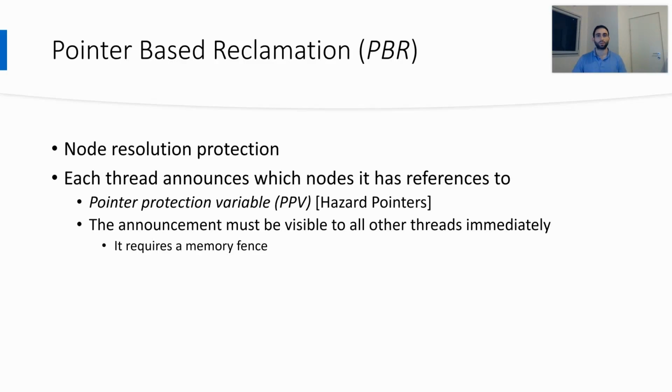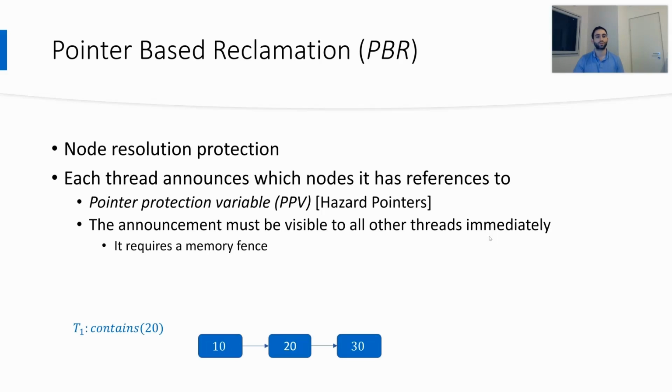A pointer-based reclamation scheme protects specific nodes from being reclaimed. Each thread maintains a set of pointer protection variables, which are generally called hazard pointers. It uses hazard pointers to announce any node that it has a local reference to. These nodes are considered protected, and for correctness, all writes to hazard pointers must be visible immediately to all other threads. It requires issuing a costly memory fence instruction.